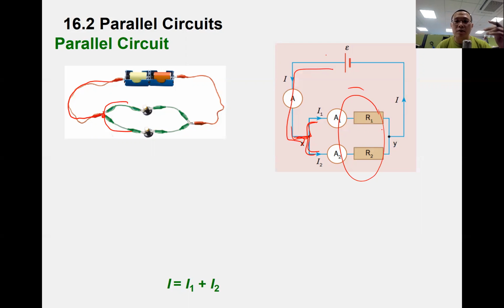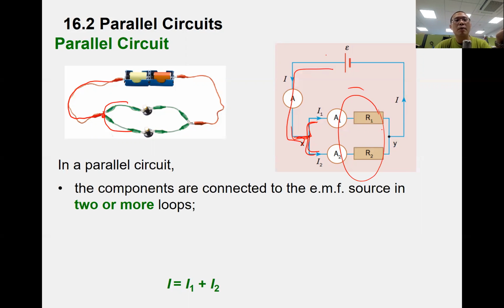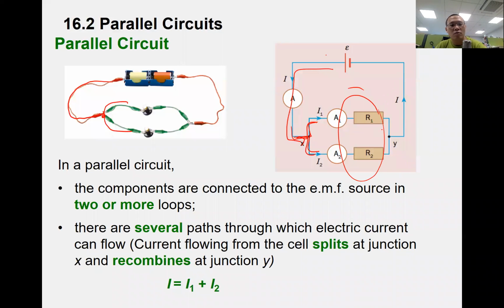Just to recap, if it's one straight cable, one single path, that arrangement is what we know as a series arrangement. So try not to mix up the two. Now for parallel arrangement, what actually happens? There are two or more loops, or sometimes we call them two or more paths. Because the path splits up, there are alternative paths for the current to flow.